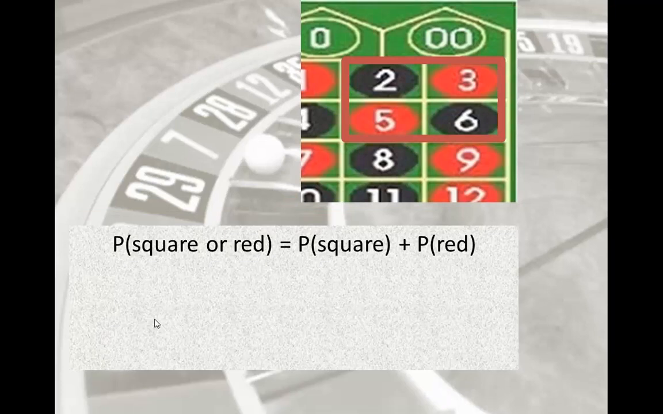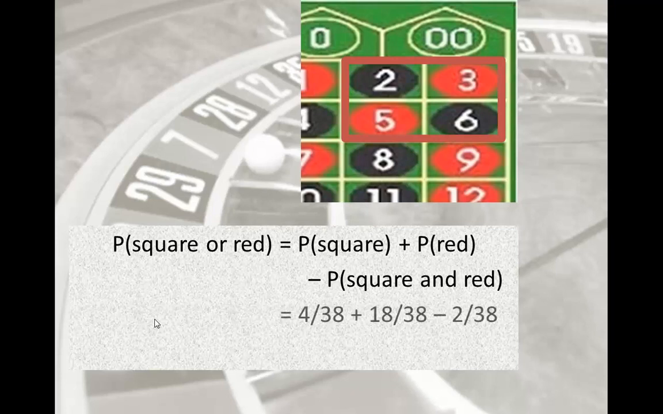It turns out that in order to get the correct probability, we add the two individual probabilities, then subtract out the overlap. For this example, the probability of the square bet winning was 4 out of 38. The probability of the red bet winning was 18 out of 38, and the probability of the overlap was 2 out of 38. So the probability of winning at least one of these bets is 20 out of 38.